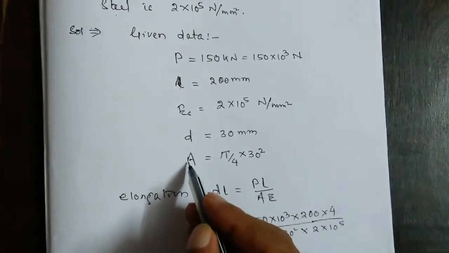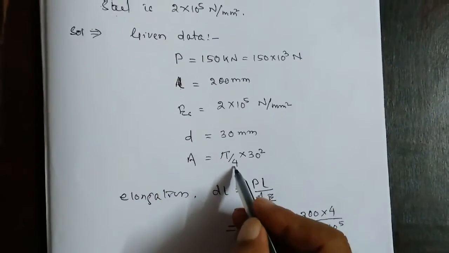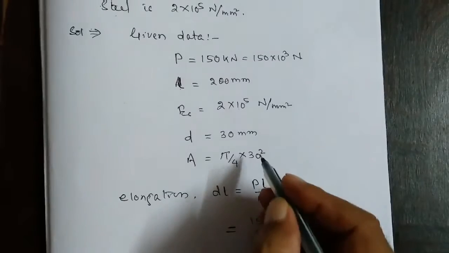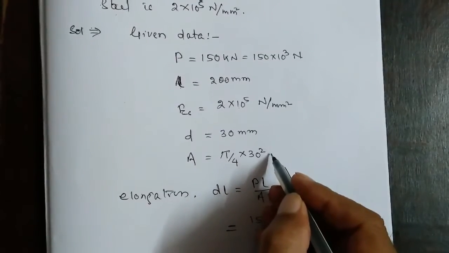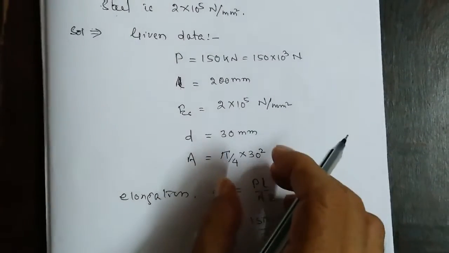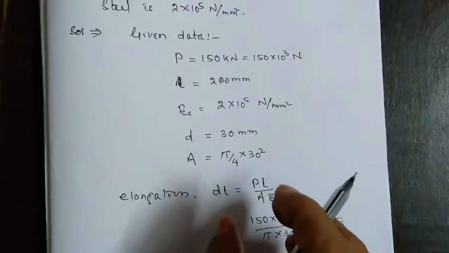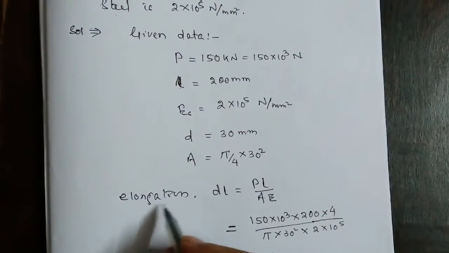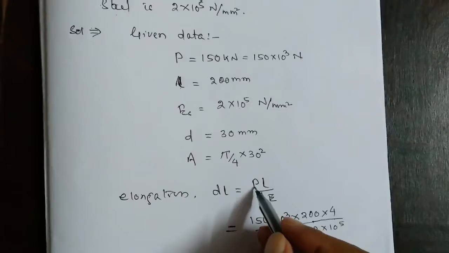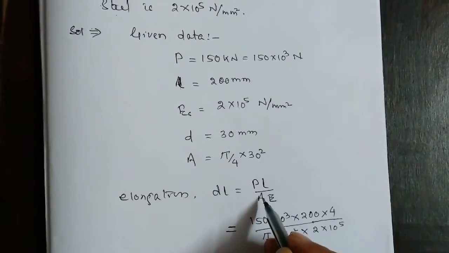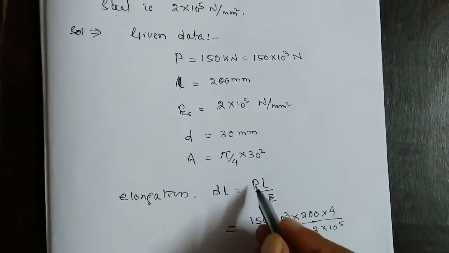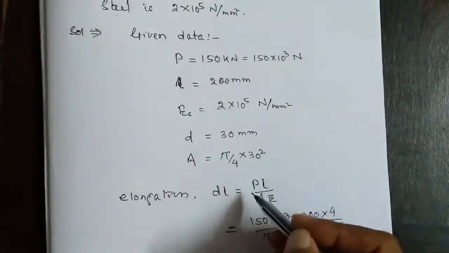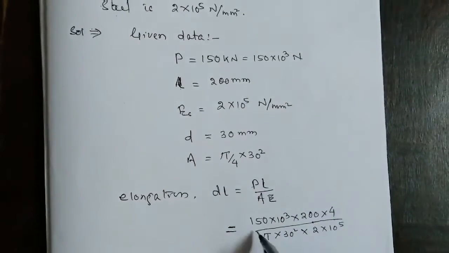Using diameter we can find area, which is pi by 4 d square. We can solve it and find it here, but it is better to keep it like that so that you can use it in the final formula. Now according to the formula, elongation dl is equal to PL by AE. Write the formula first.